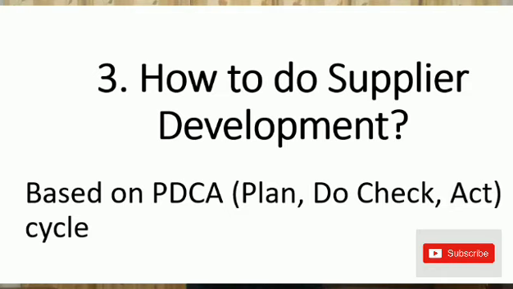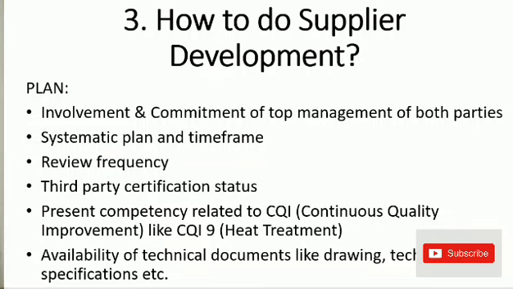So let me share it in the form of PDCA: plan, do, check and act. So the first thing is the organization has to plan how to do the supplier development. And there can be a few steps in that. The first step is the commitment of top management of both the parties. Unless and until there is clarity and commitment between the organization's top management and the supplier's top management, that yes, they are serious about this, nothing is going to happen.